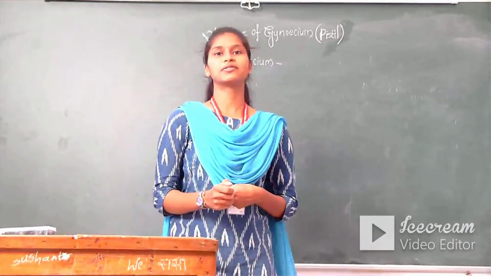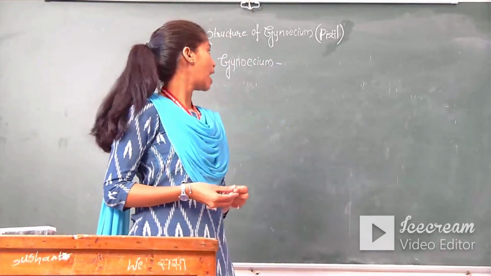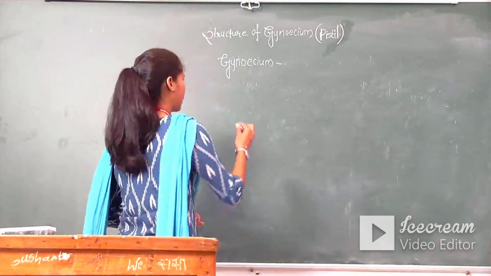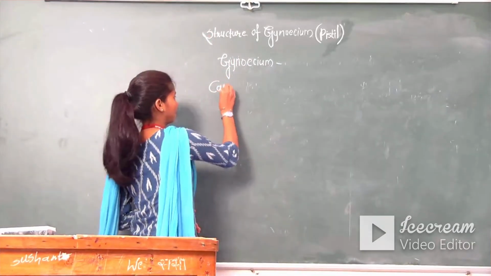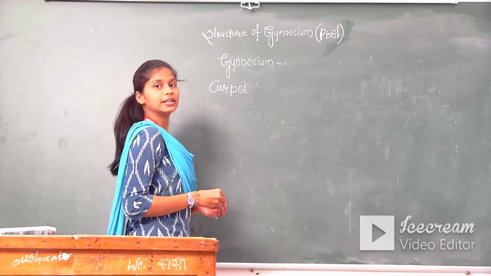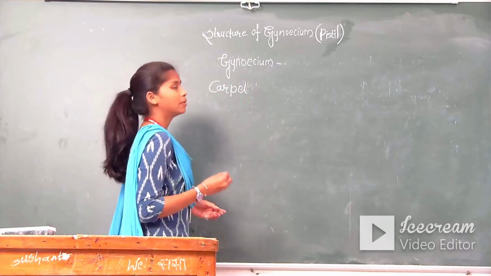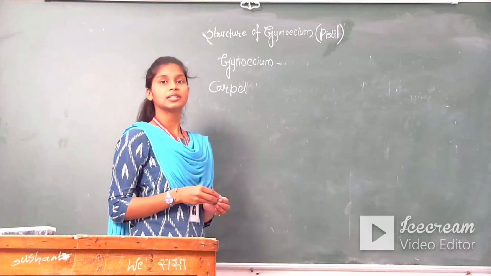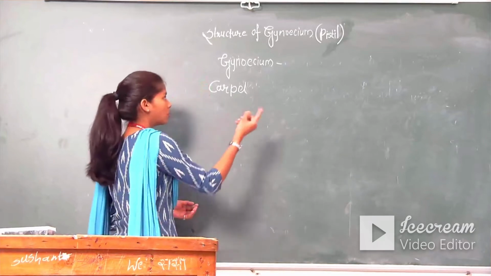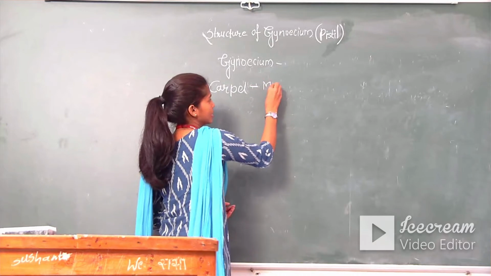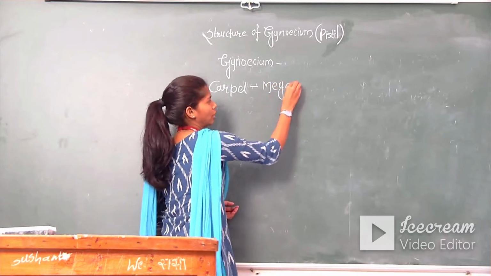Gynoecium is referred to as the female reproductive organ and its individual or single member is known as carpel. Gynoecium consists of one or more carpels. That carpel is also known as megasporophyll.